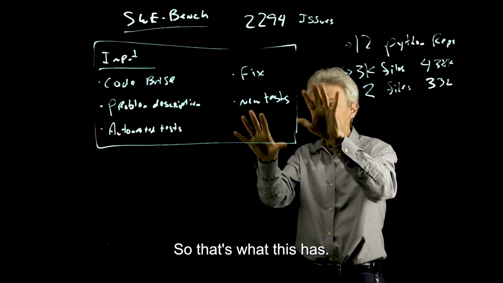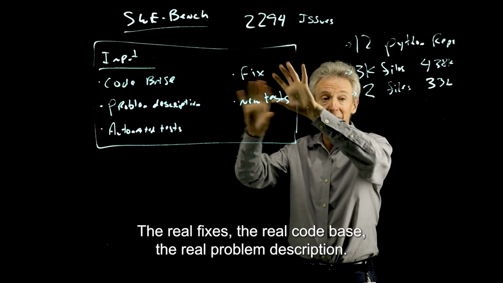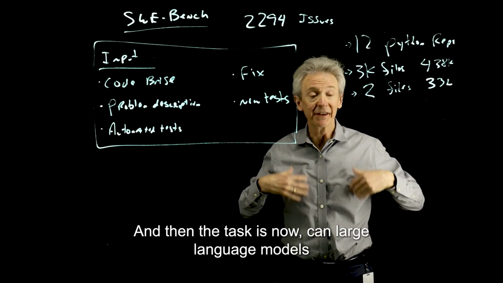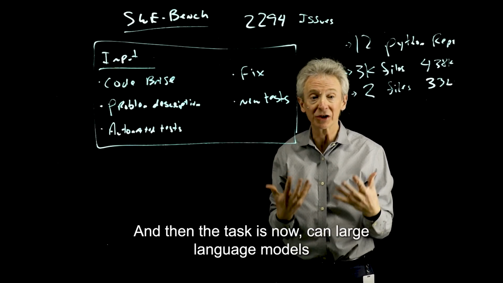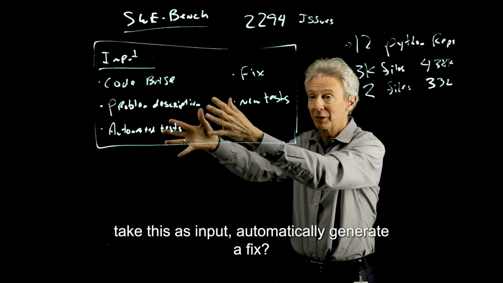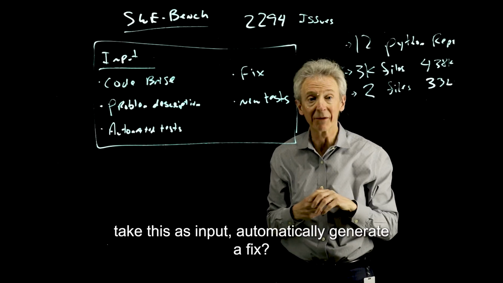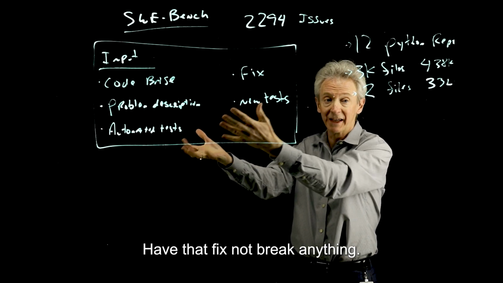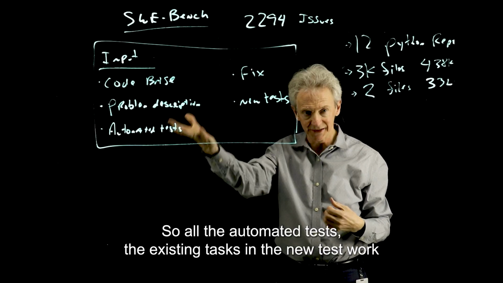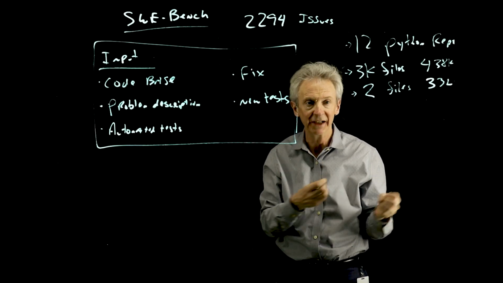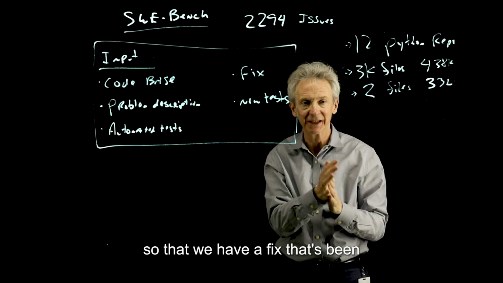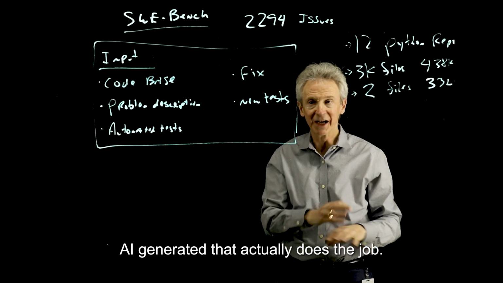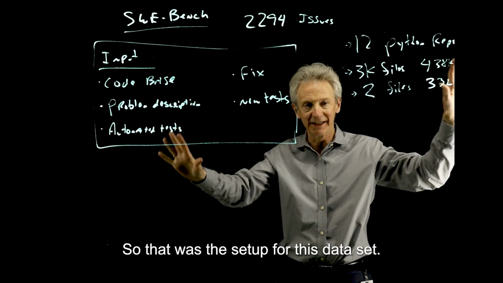So that's what this has: the real fixes, the real code base, the real problem description, and then the task is now, can large language models take this as input, automatically generate a fix, and have that fix not break anything. So all the automated tests, the existing tests and the new tests work, so that we have a fix that's been AI generated that actually does the job. So that was the setup for this data set.